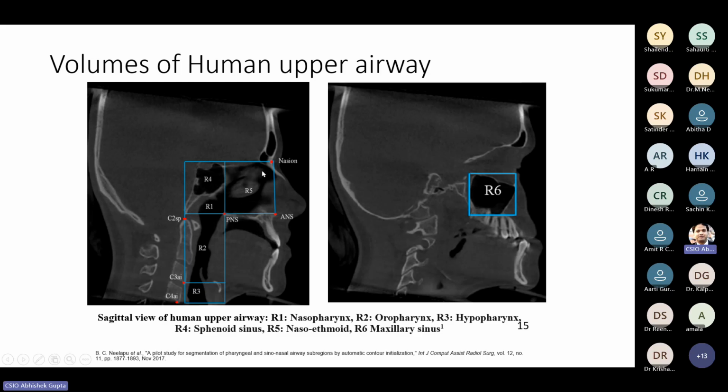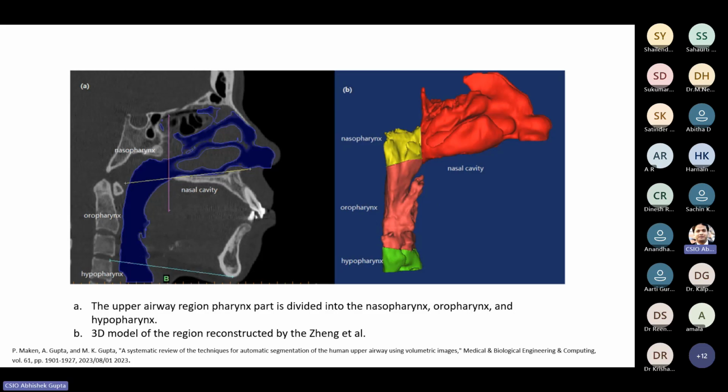If you have heard of sleep apnea, the diagnosis of this kind of disease is very easy when a CT is acquired and the volume is captured, to see how the volume is changing or reducing. So many applications are there. This is a 3D visualization of the human airway volume. You can see it over here.